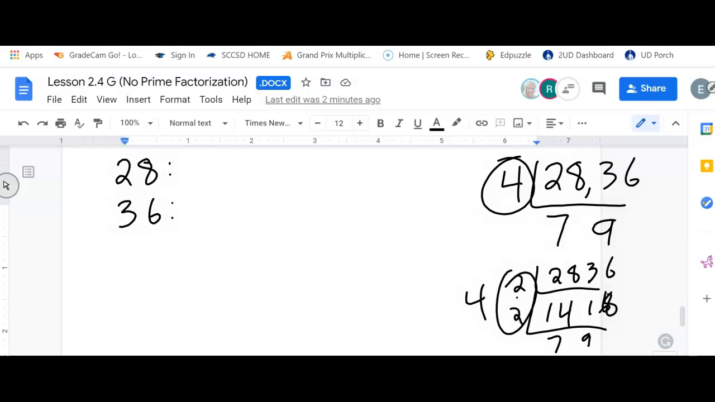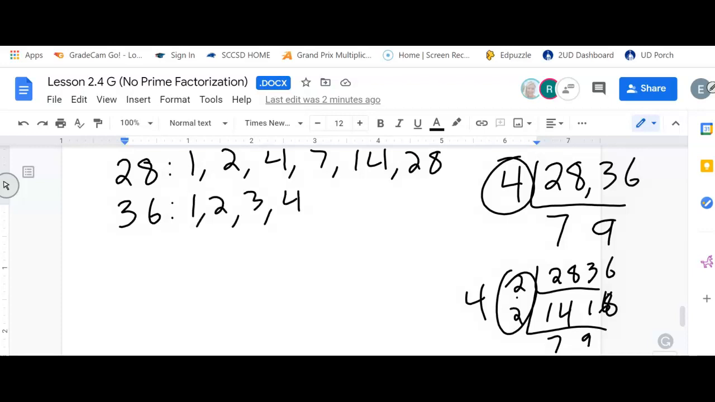What are our factors of 28? You can yell out. Mark. 1, 2, 4, 7, 14, 28. Awesome. What about 36? Colin. 1, 2, 3, 4, 9, 12, 18, 36. Awesome. What is the largest number that they have in common? Libby. The 4.